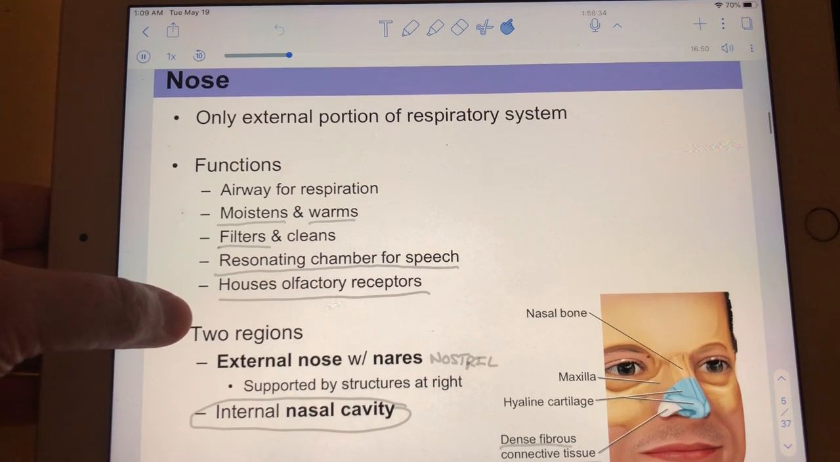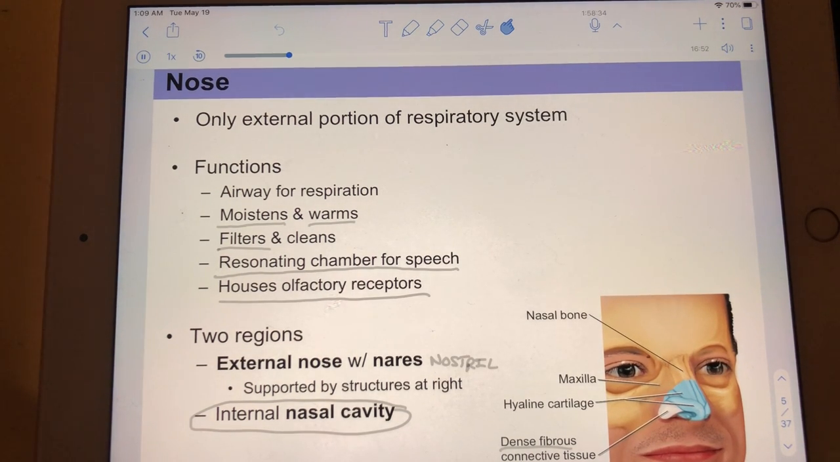The nose and the nasal cavity are in part what moistens that incoming air and also reclaims moisture from outgoing air. It warms up incoming air and reclaims heat from outgoing air, as well as filtering incoming air, so irritants don't actually get all the way into the alveoli.